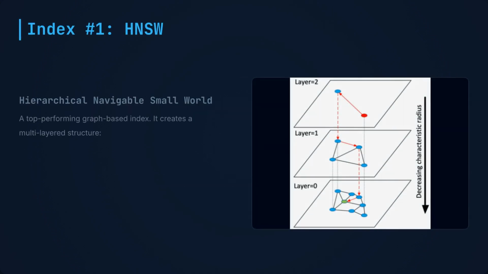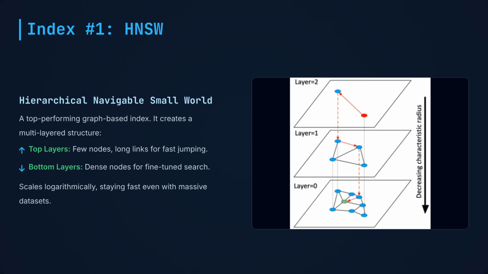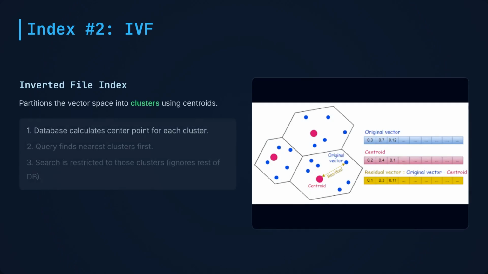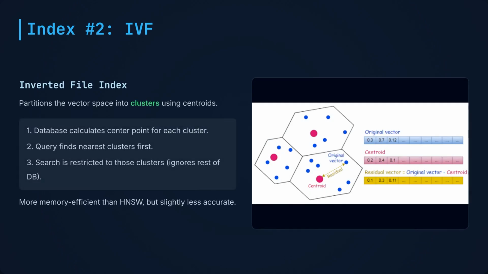The hierarchical navigable small world, or HNSW index, is a top-performing graph index. It creates multi-layered structures, using top layers for fast jumping and bottom layers for fine-tuned search, scaling logarithmically. The inverted file index, or IVF, partitions the vector space into clusters using centroids. It's more memory efficient than HNSW, restricting searches to nearest clusters, although it can be slightly less accurate.